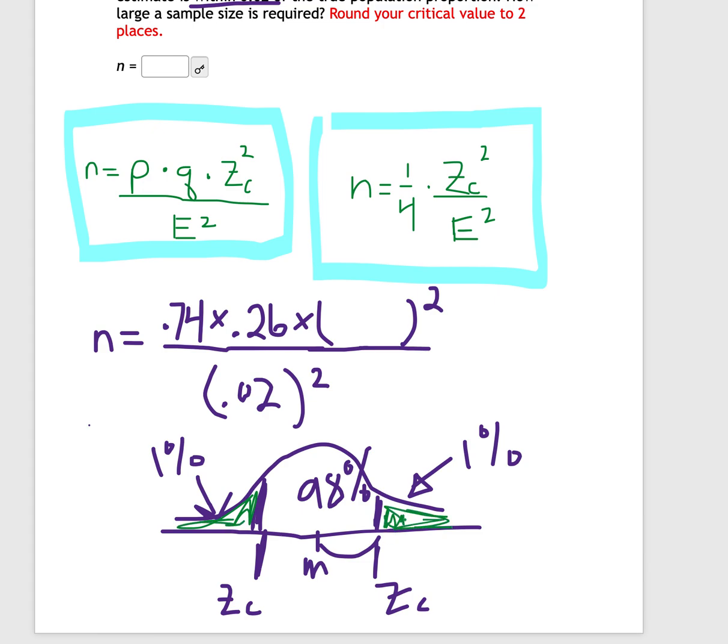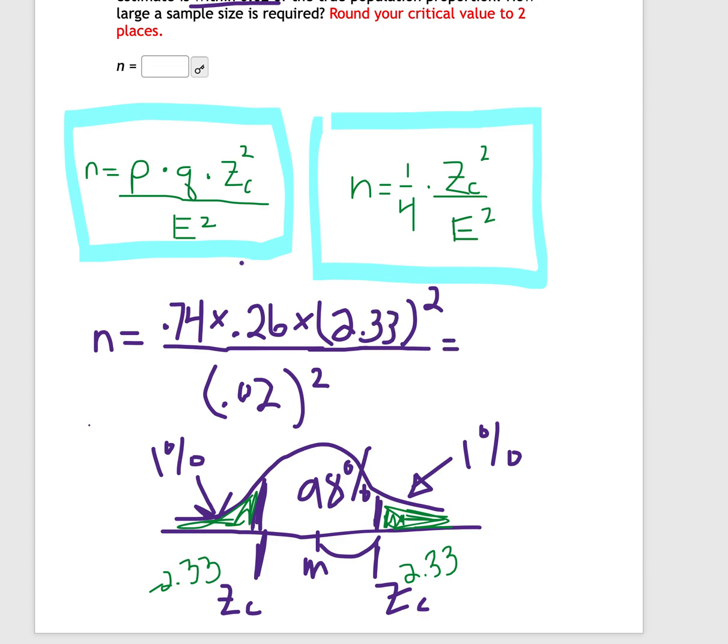So I'm going to use inverse norm on the calculator, and I'm going to put in 0.01. And I'm going to get that this cutoff point right here would be negative 2.33 when we round to two places as the direction states. And this would be positive 2.33. Now we always, for critical values, use the positive because we're only looking at the distance, not the direction. So I'm going to put in here 2.33 for my Z critical.